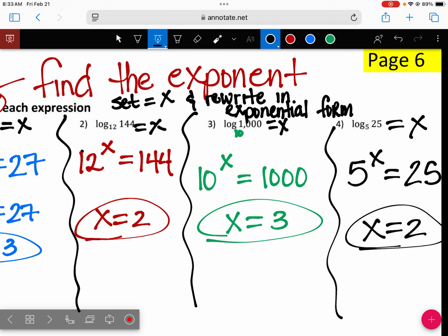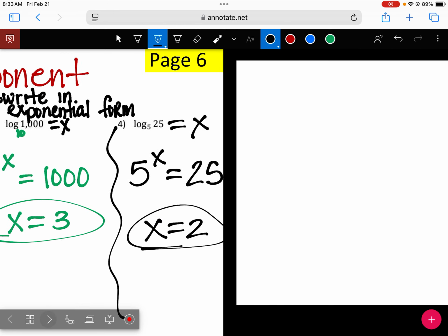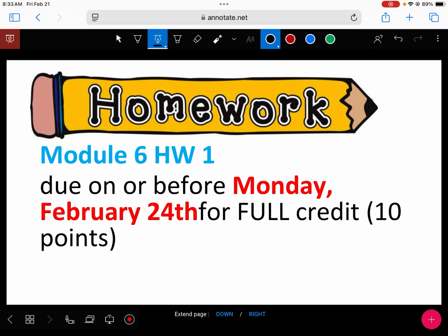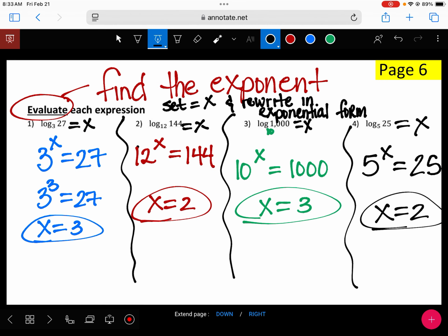All right, good. Let's take out our homework. Just a reminder, homework is due not tomorrow, Monday, for full credit, and we'll use this time to work on a few of those questions together.